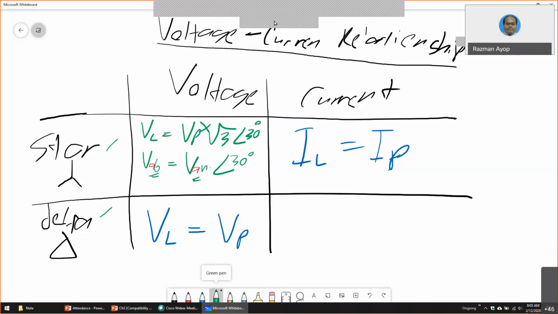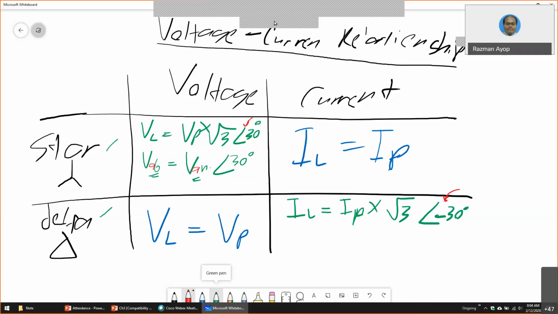Same, but for current in delta, if you look here, the relationship is almost the same, which is the line current I L is equal to the phase current multiplied by square root 3, but the angle is negative 30 degree. So you have to be careful. This one is positive, this one is negative. So be careful with the notation.